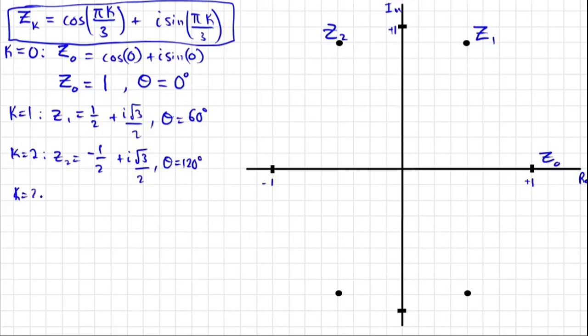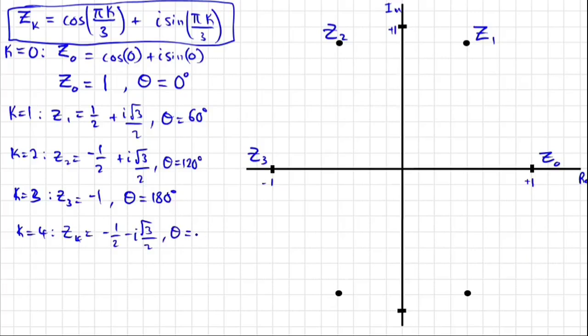So when k is 3, z3 is equal to negative 1, and negative 1 is at an angle of 180 degrees, right here. So this here is our z3. Next, when k is 4, this is z4. This is the complex number negative half minus I root 3 over 2, and the theta for this one is simply 240 degrees. That's the complex number that we have here. So this here is our z4.